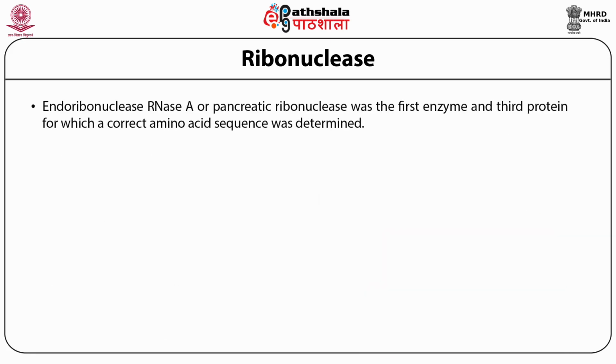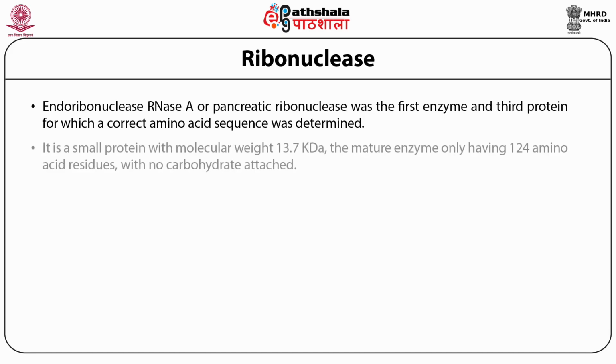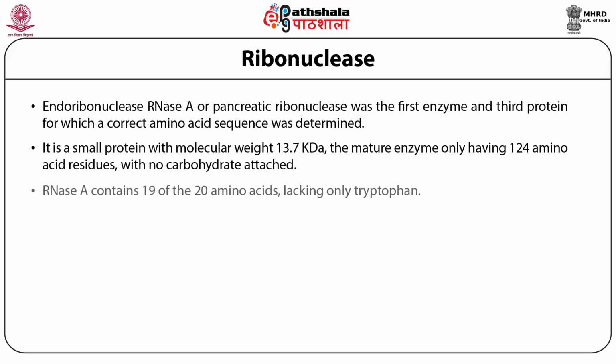The endoribonuclease RNase A, or pancreatic ribonuclease, was the first enzyme and third protein for which a correct amino acid sequence was determined. It is a small protein with a molecular weight of 13.7 kilodalton, and the mature enzyme has only 124 amino acids with no carbohydrate. The important point of this ribonuclease is that it has 19 out of 20 amino acids found in proteins, and the amino acid which is not present in ribonuclease is tryptophan.